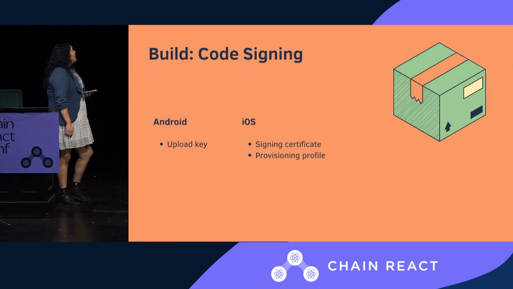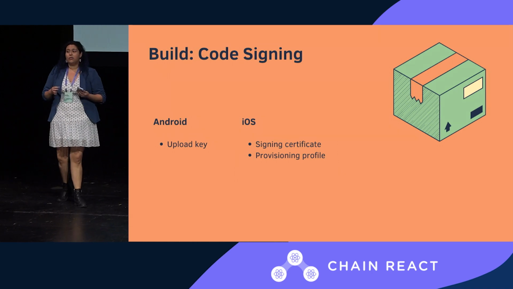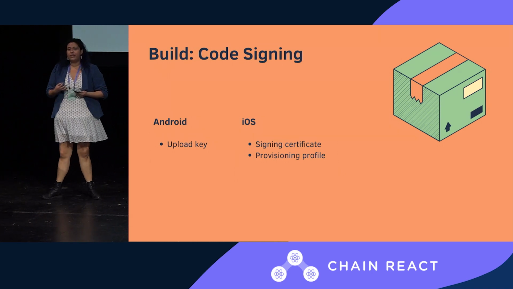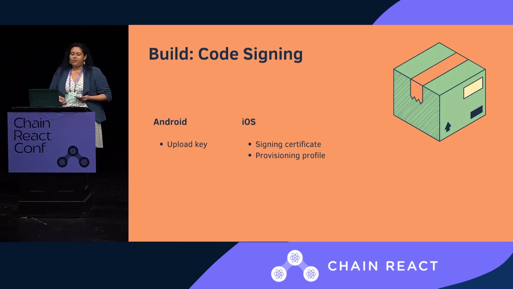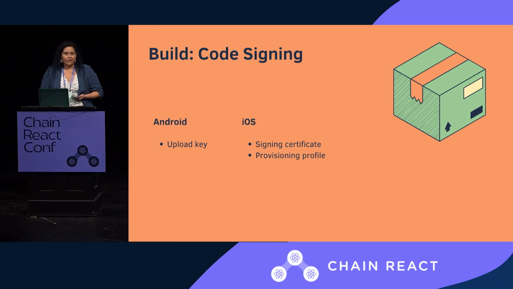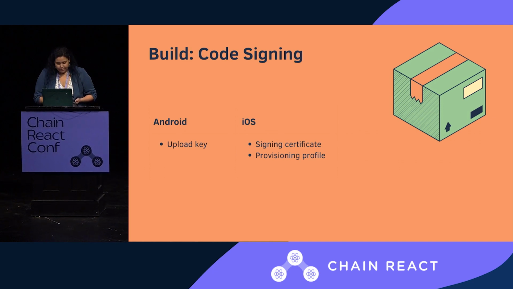All right, so code signing. On the Android side, the credential that you will need is called an upload key. And this is stored inside of a key store. On the iOS side, you need two credentials, a signing certificate and then a provisioning profile. The signing certificate validates the identity of the signer and that they're authorized to generate that build, whereas the provisioning profile is a collection of the signing certificates that are available to be used, as well as what devices the application can run on.